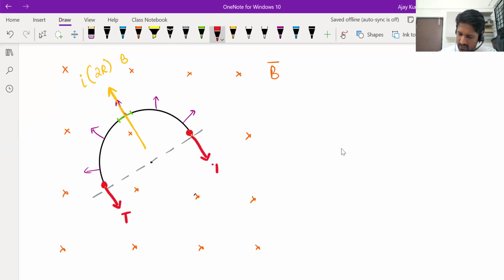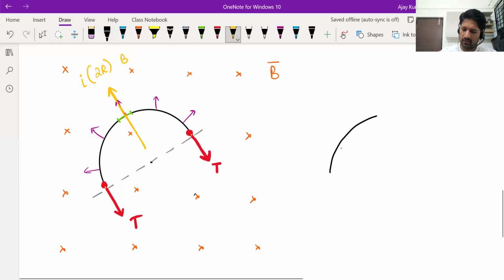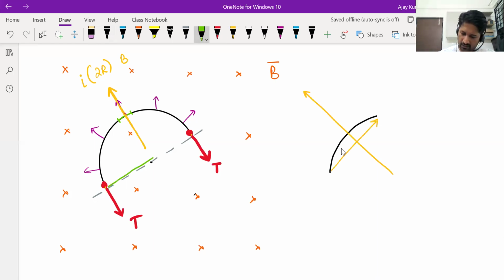Now, why did I take only the semicircular part? Why didn't I take a quarter circle or some other part? Because if we take a semicircle, these two tensions will be in the same direction. They'll be parallel to each other, so it will be easy to add them. Had I taken some other arc like this, first of all, calculation of magnetic force on that arc would have been tedious because we need to know this length vector. For a semicircle, the length vector is very easy. It becomes 2R.